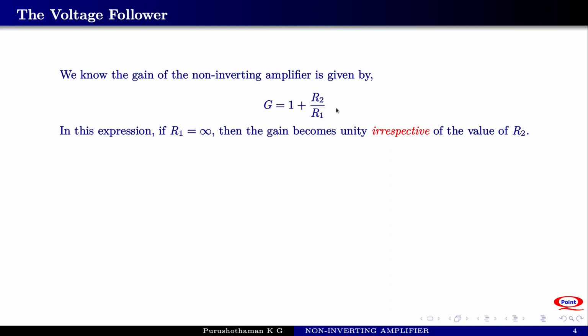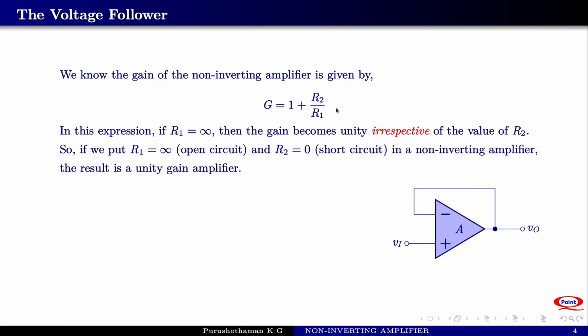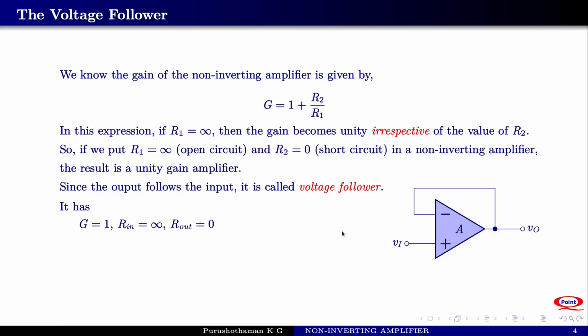So let us consider or construct an amplifier with R2 equal to 0 and R1 equal to infinity, an open circuit. R1 is open and R2 is 0. So from this expression, the gain is equal to 1. So Vi is equal to Vo, or we say that the output follows the input, and so it is called a voltage follower. The input resistance of the voltage follower is infinity as in the previous case, and the output resistance is 0 because this is an ideal operational amplifier.